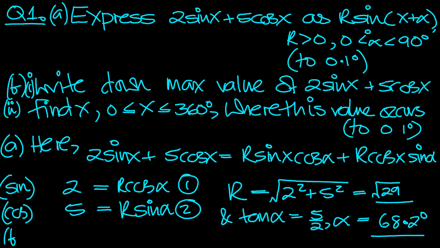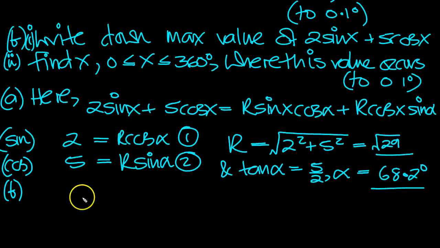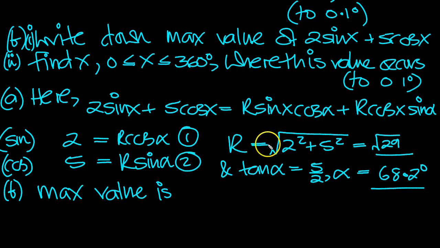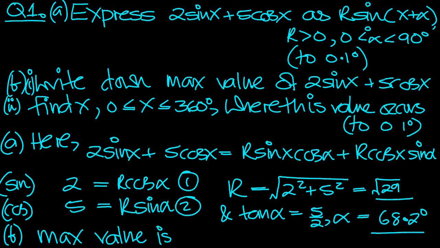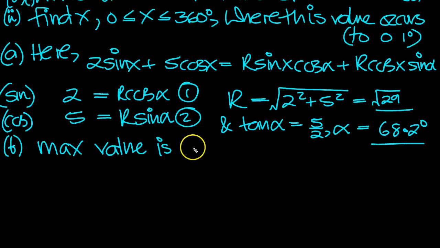Part B. Write down the maximum value of this expression. We just have to write it down. It's r sine of something, where r is root 29. Sine varies between 1 and minus 1, so we've got root 29 times a function which varies between 1 and minus 1. So the maximum value it can have is root 29. We can just write that down. So that's B part 1.